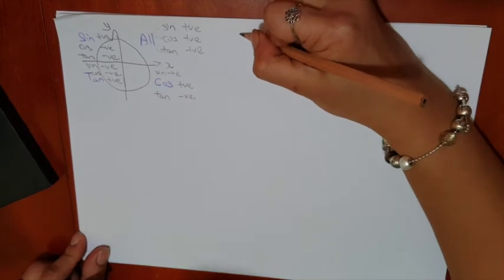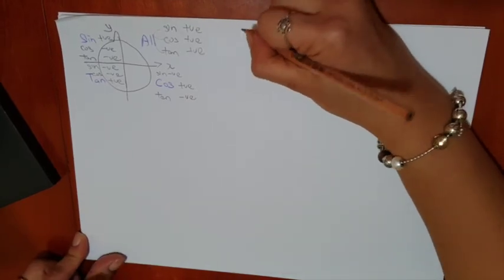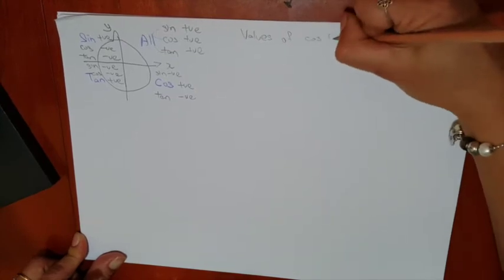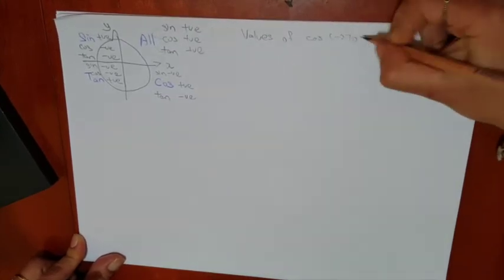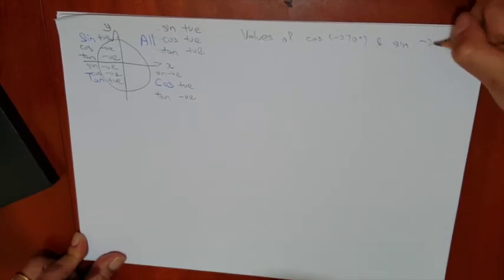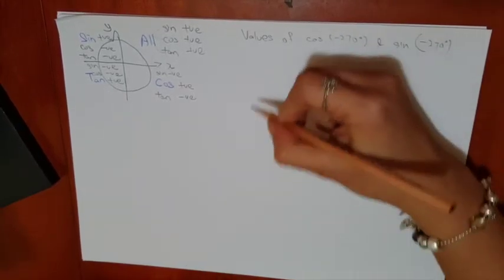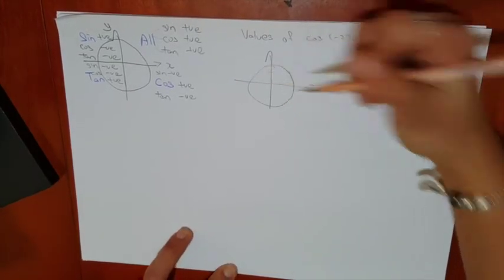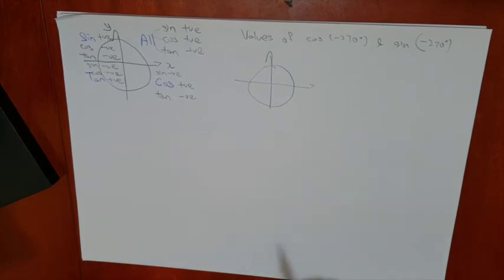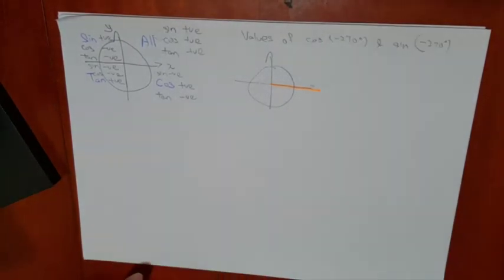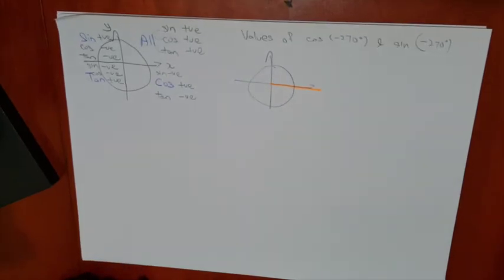Suppose we have a question like, use the unit circle diagram to find the values of cos negative 270 degrees and sine negative 270 degrees. How do we solve that? So drawing the unit circle, we need to remember that all our calculation needs to start from this point. So we start from this line and spin a negative 270.